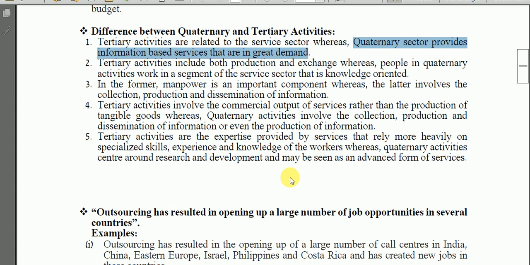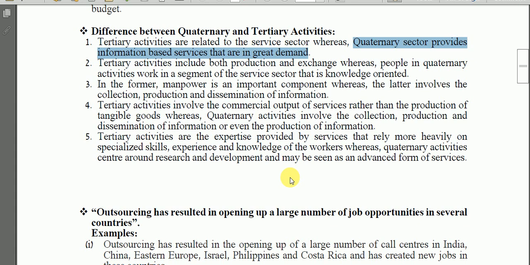However, tertiary activities include services provided by physical power. As we discussed in the previous classes, services provided by a gardener, services provided by a barber. They are providing physical services to us, and that comes under tertiary activities.